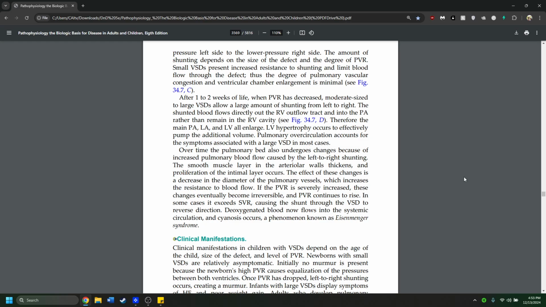If the PVR is severely increased, these changes eventually become irreversible, and PVR continues to rise. In some cases, it exceeds SVR, causing the shunting through the VSD to reverse direction. Deoxygenated blood now flows in the systemic circulation, and cyanosis occurs, a phenomenon known as Eisenmenger syndrome.